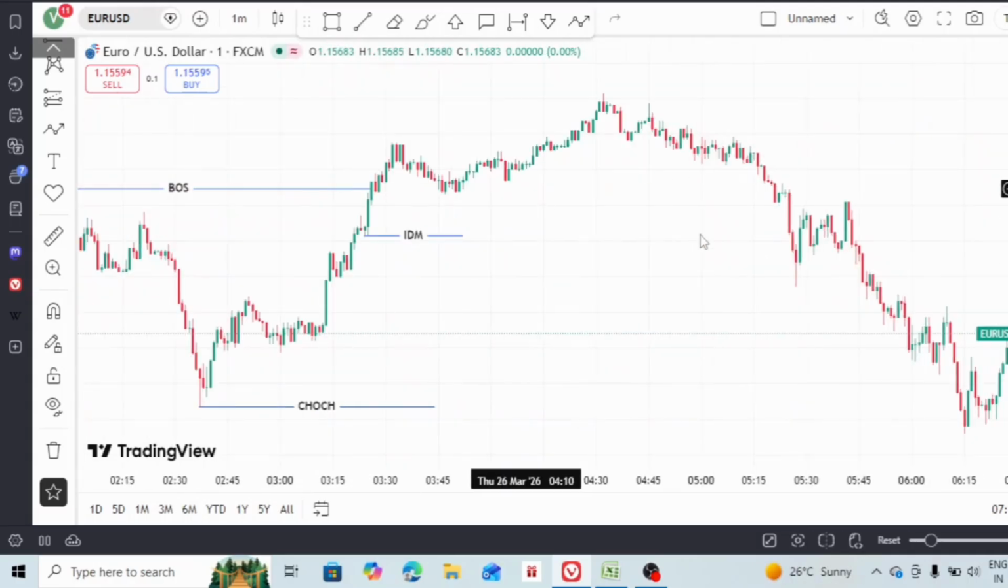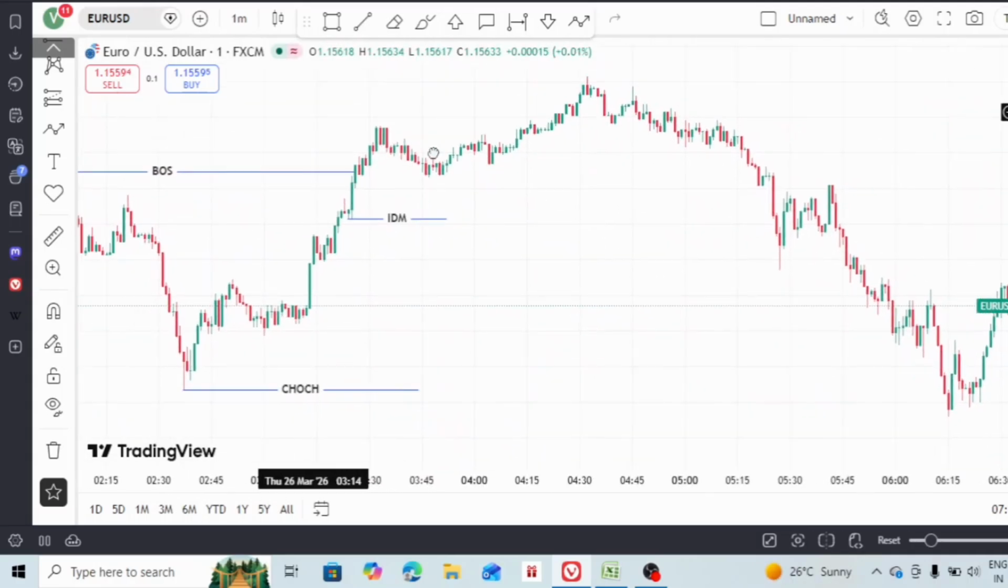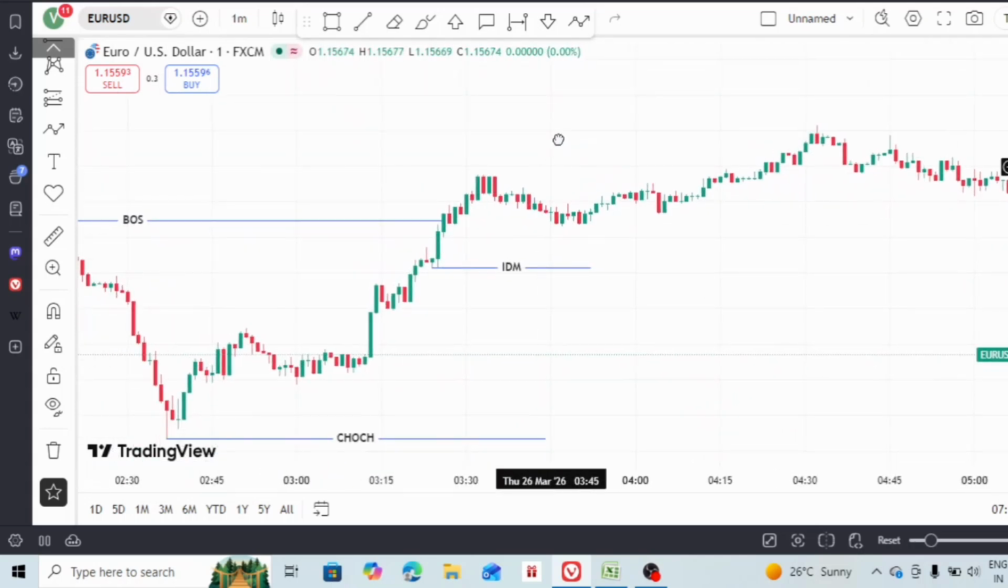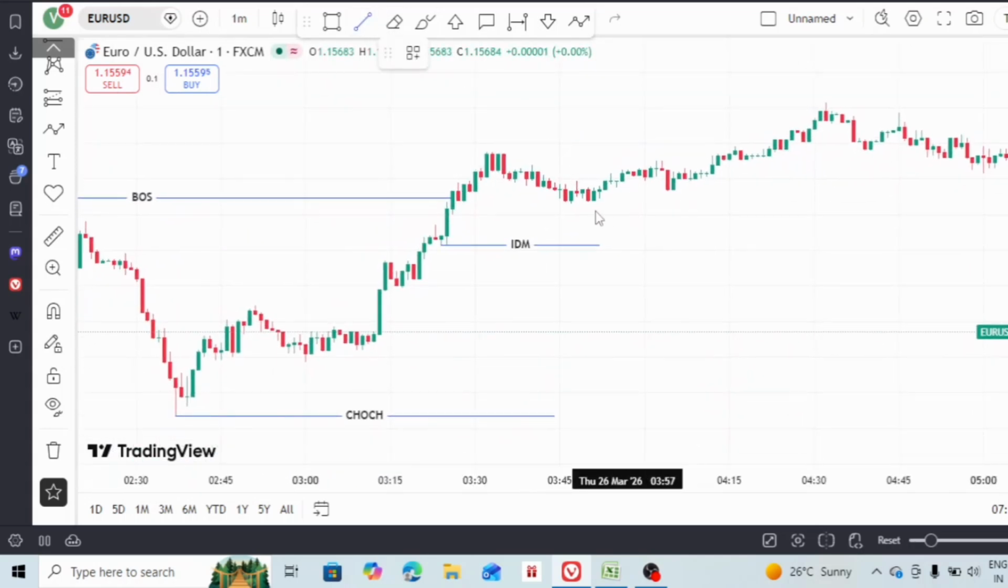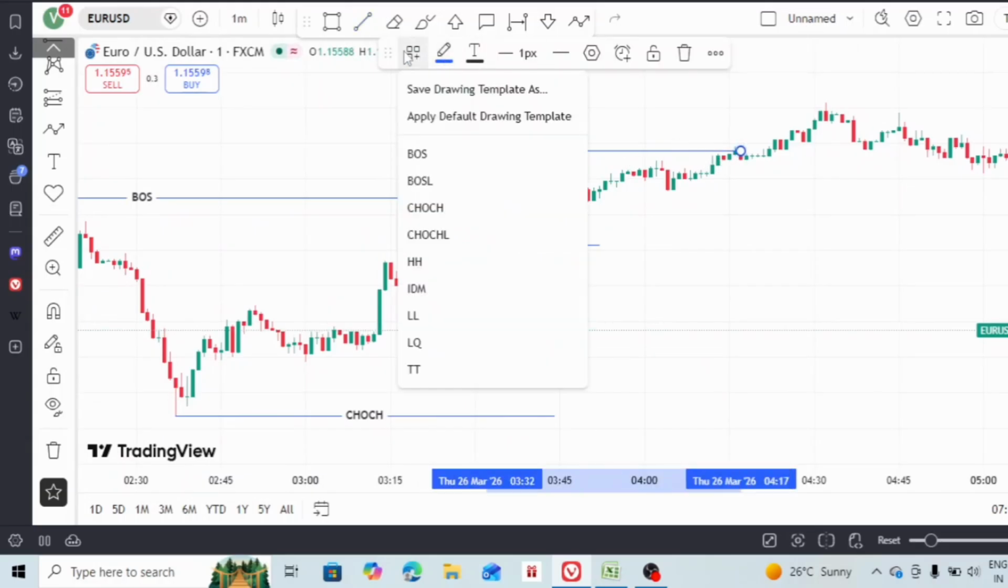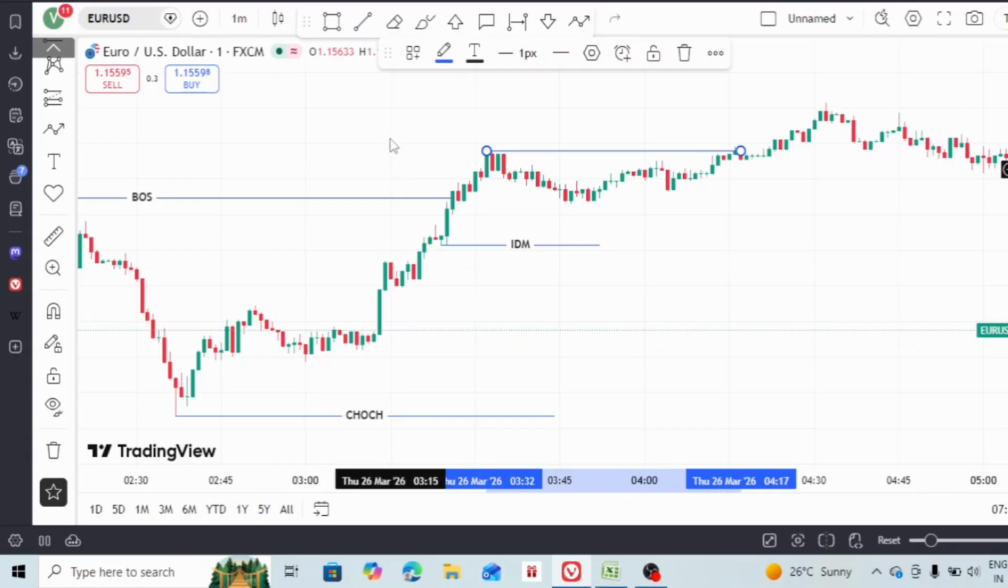Okay, so we can just analyze the market from here until we get any change of character, so that I can show you. Okay, so this is the inducement, this is the highest point here, this is the higher high, this will be the higher high now.